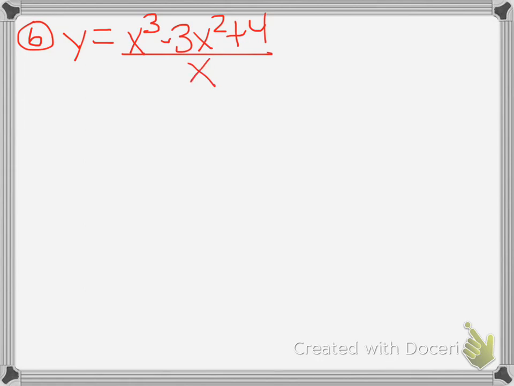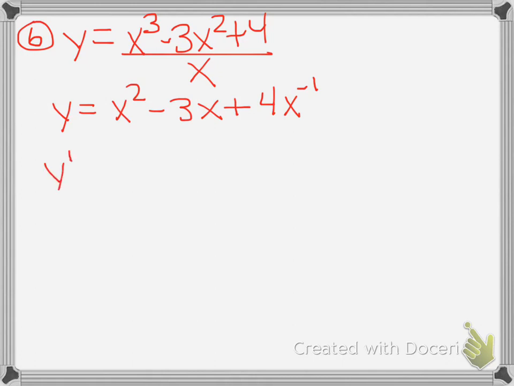Wait, Miss Gutierrez, what do I do? Well, guys, let's actually perform the division. Okay, so when we rewrite this, we get that y equals, x cubed divided by x is x squared, minus 3x, and then that becomes 4x to the negative 1, because 4 over x can be written as 4x to the negative 1.